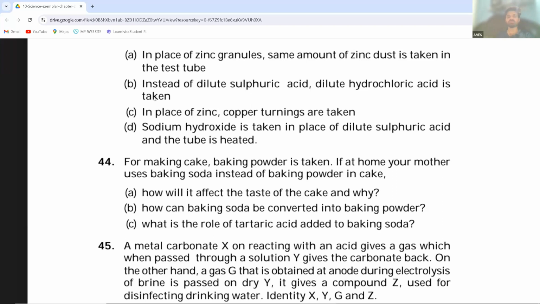So what should be the answer? For making cake, baking powder is taken. If at home the mother uses baking soda instead of baking powder, how will it affect the cake and why? What should be the answer for the first question?